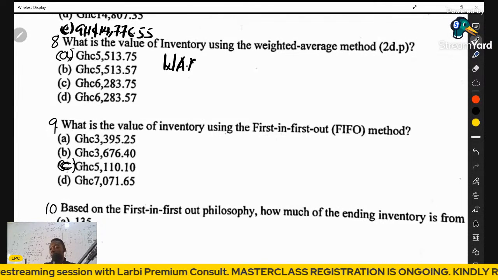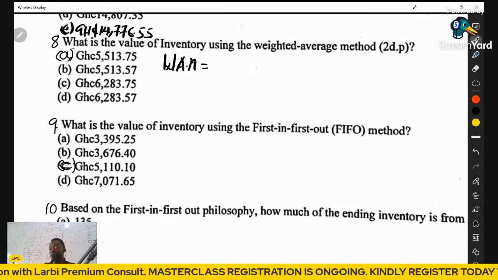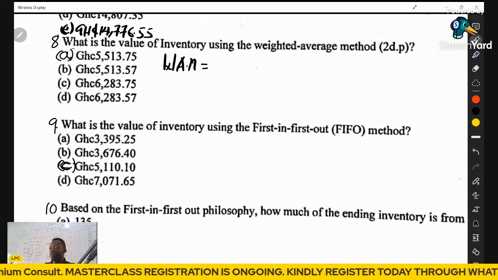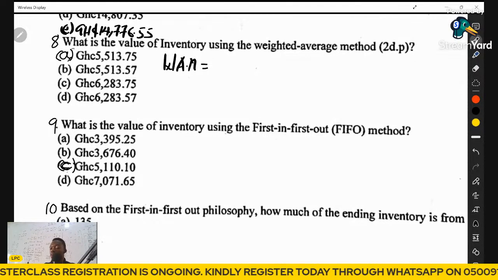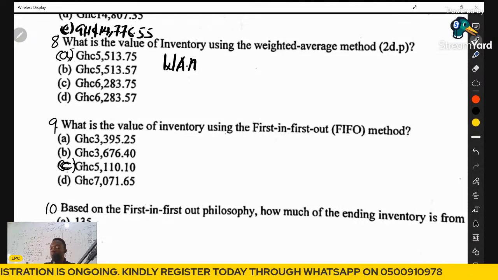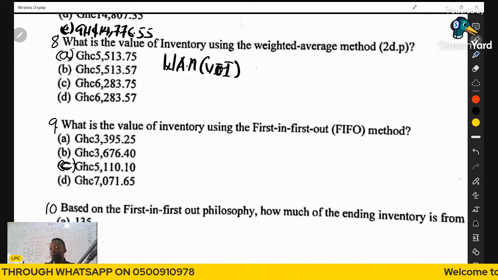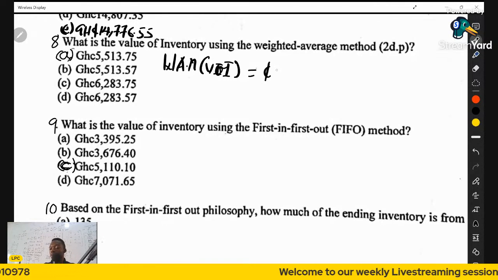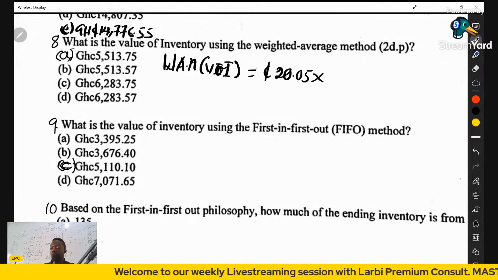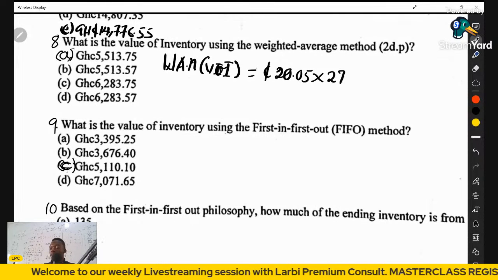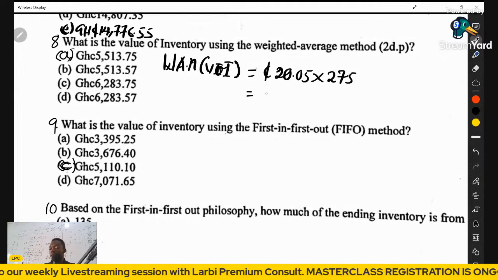WAM, right? The value of the ending inventory should be equal to the value of inventory. Here I would say the unit selling price was 20.05, and then multiply by the ending inventory of 275. What are we getting at the end of the day?